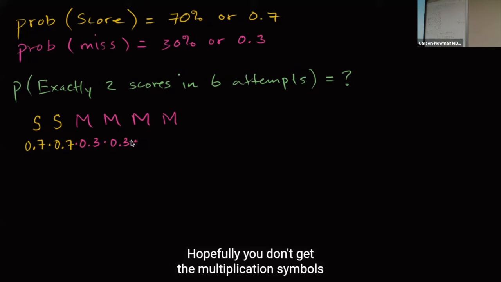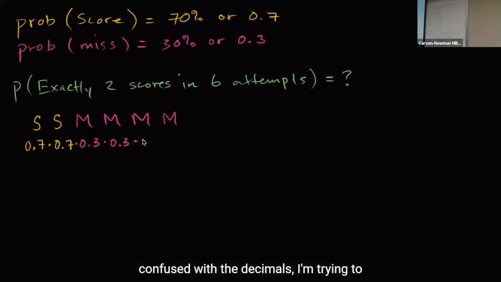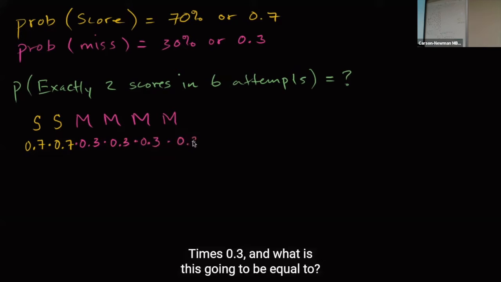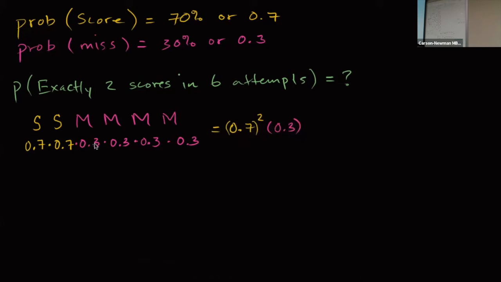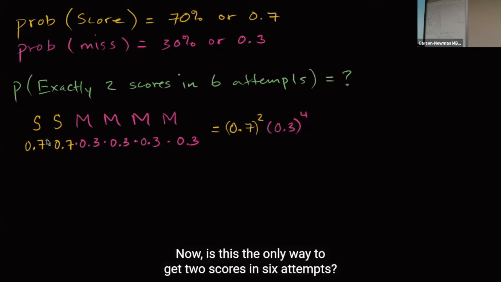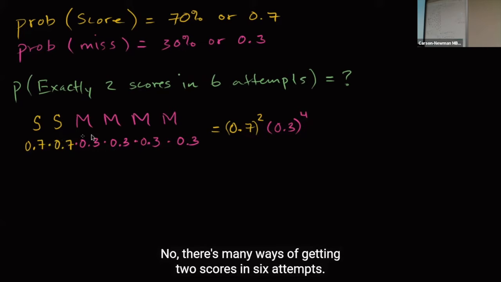Hopefully you don't get the multiplication symbols confused with decimals. I'm trying to write a little bit higher. Times 0.3. And what is this going to be equal to? Well, this is going to be equal to 0.7 squared times 0.3 to the 1, 2, 3, 4, to the 4th power. Now, is this the only way to get 2 scores in 6 attempts? No, there's many ways of getting 2 scores in 6 attempts.